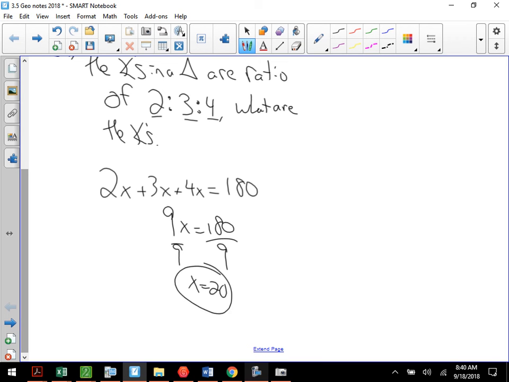So if your value of x is 20, what will your three angles be? Well, that value of x is that common multiplier. So you just throw it back in the top. 2 times 20, 3 times 20, 4 times 20. We get 40, 60, and 80. And lo and behold, those three angles add up to equal 180. I know, right? It's mathematical.